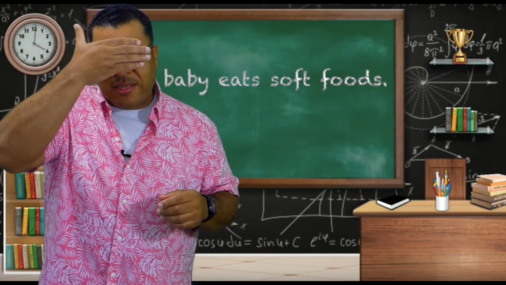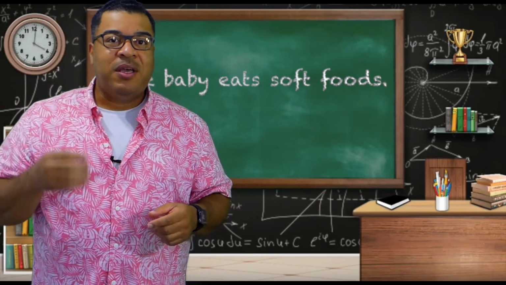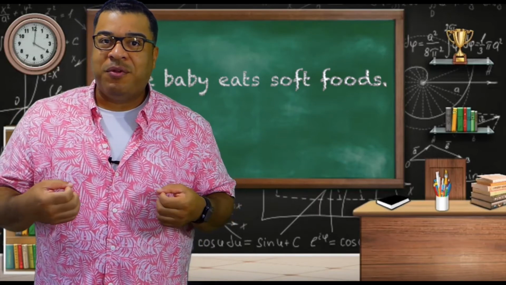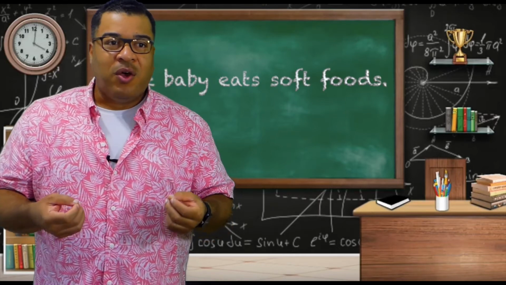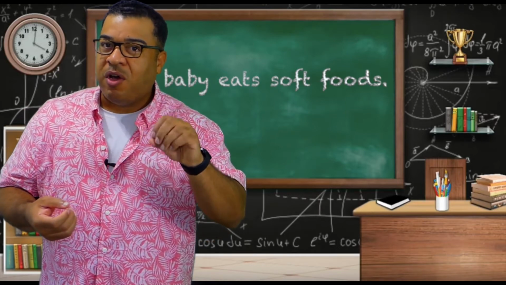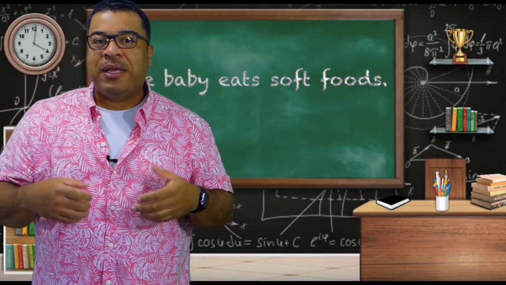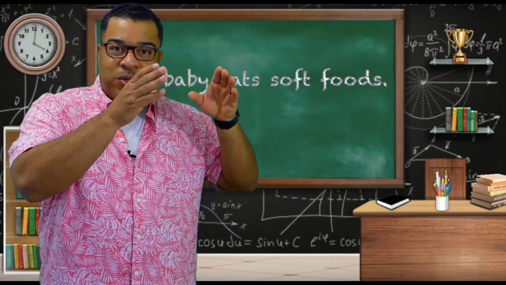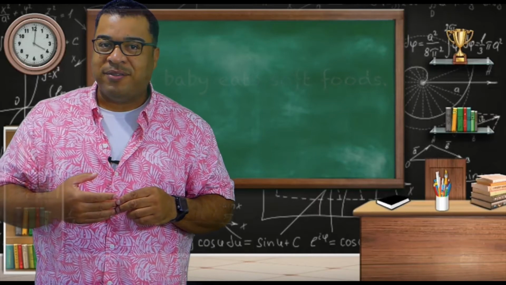So if my eyes are closed and I can't see, and you tell me soft food, I can imagine what kind of food. So maybe rice or pudding or ice cream. These are very soft foods. You're giving me an image of what kind of food. So again, an adjective will describe what a noun is. All right, let's take a look at another example.